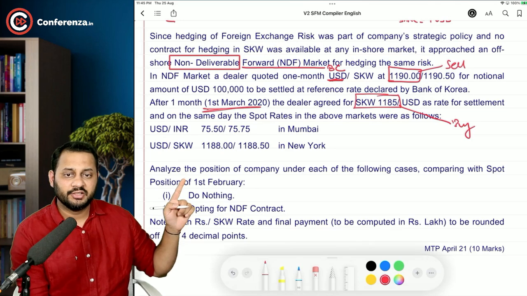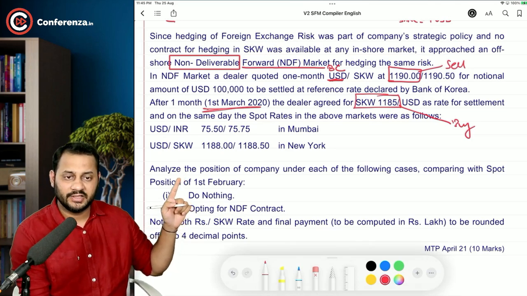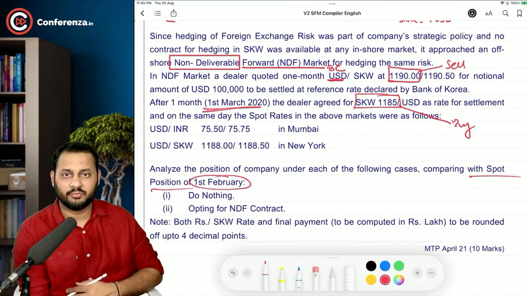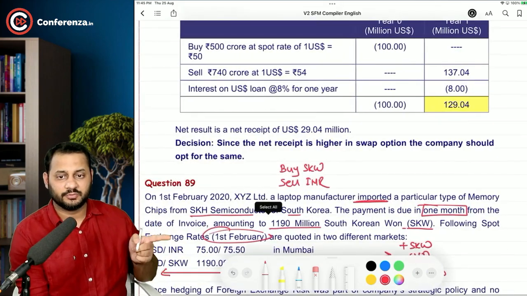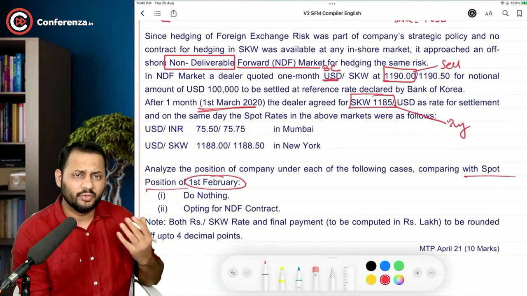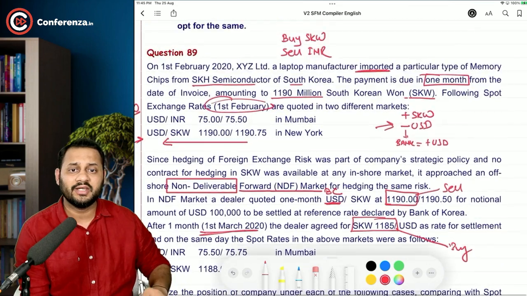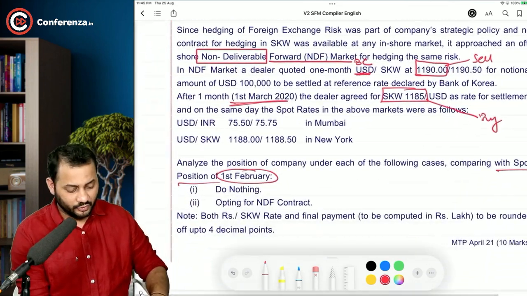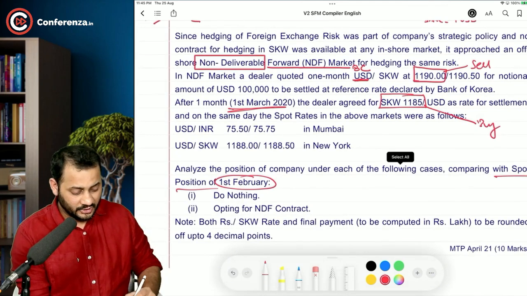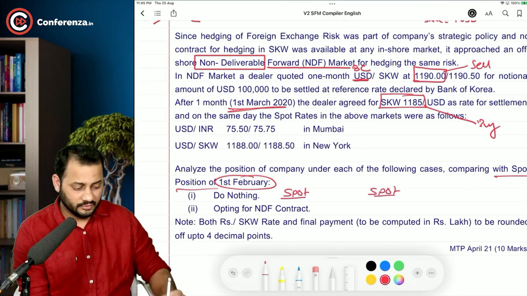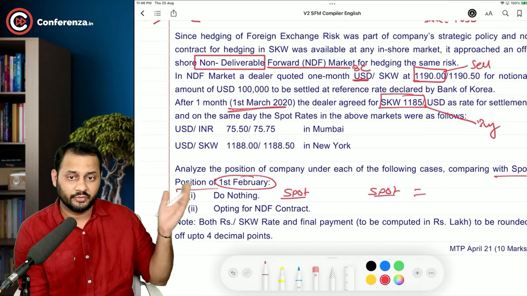Analyze the positioning of the company under each of the following cases, comparing with the spot position on 1st February. That means this position. If you do nothing, what will happen? If you do nothing means you don't take the NDF contract. You don't do the hedging. If you go for no hedging, calculate the cash outflow at today's spot rate, the cash outflow at tomorrow's spot rate, and the profit or loss if you don't do anything.